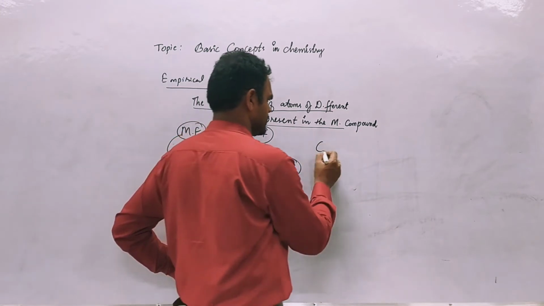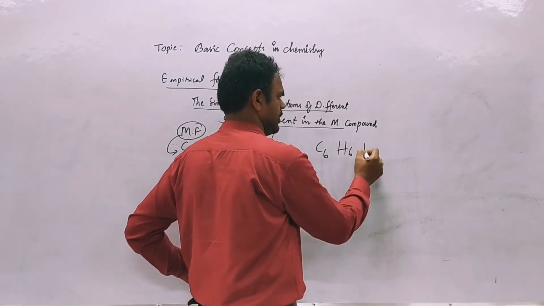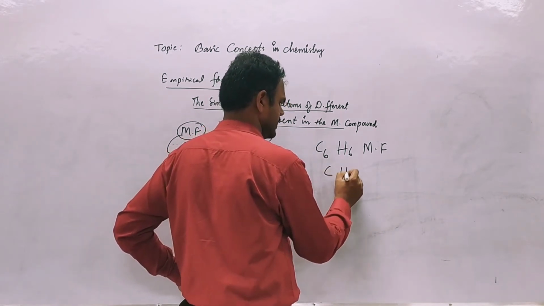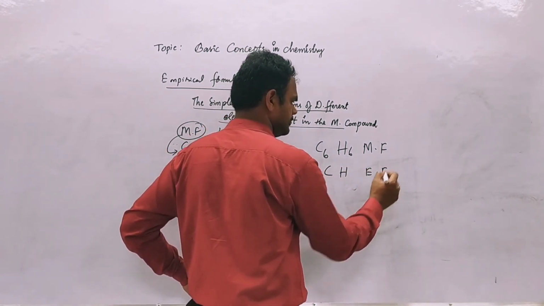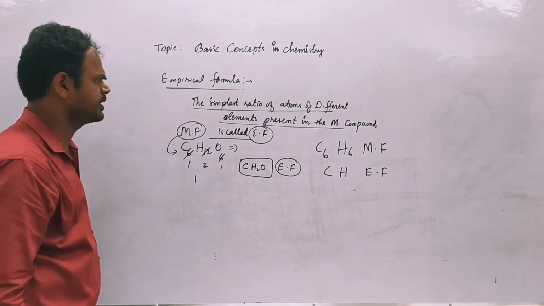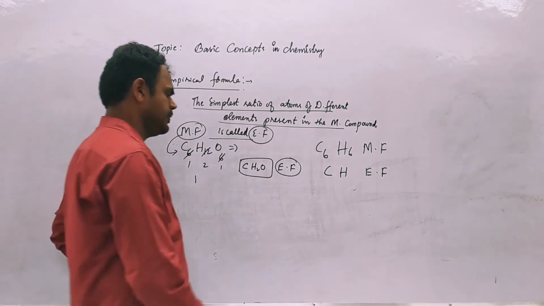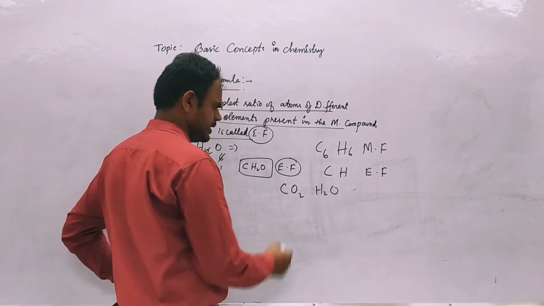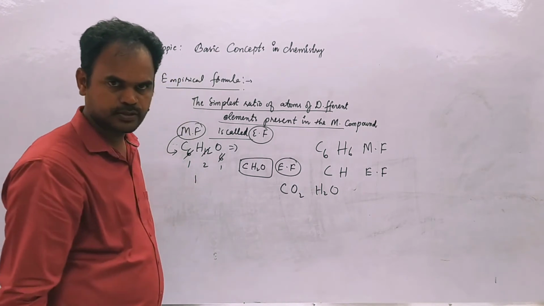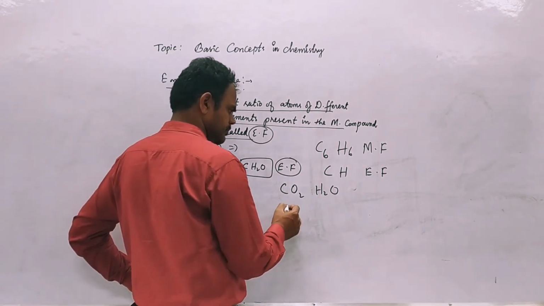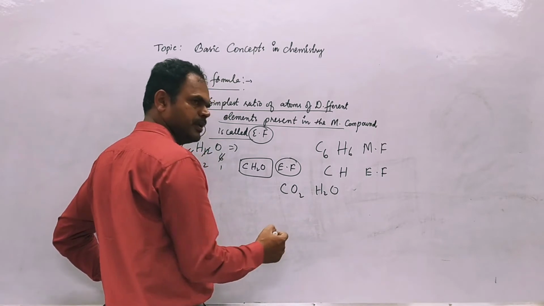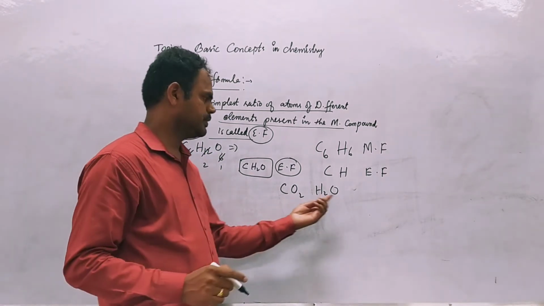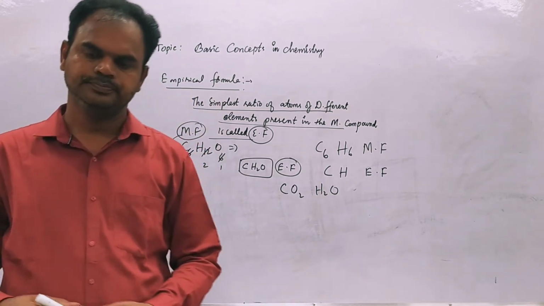For benzene, the molecular formula is C6H6, and the empirical formula is CH. For CO2 and H2O, if you write the empirical formula, you will get the same. The empirical formula is equal to the molecular formula, so the simplest ratio will be the same. Sometimes the molecular formula is equal to the empirical formula, as in the case of CO2 and H2O.